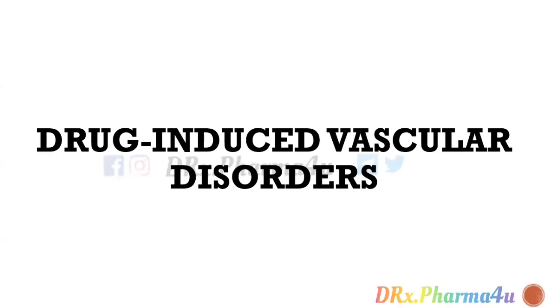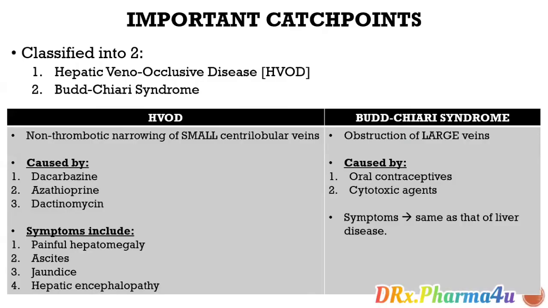Drug-induced vascular disorders. So drug-induced vascular disorders are classified into two. One is called hepatic veno-occlusive disease, and the next is called Budd-Chiari syndrome. Hepatic veno-occlusive disease is actually a non-thrombotic narrowing of small centrilobular veins. So you can understand it in this way: hepatic veno-occlusive disease is the non-thrombotic narrowing of small veins, meaning it involves the small veins, and Budd-Chiari syndrome involves large veins.